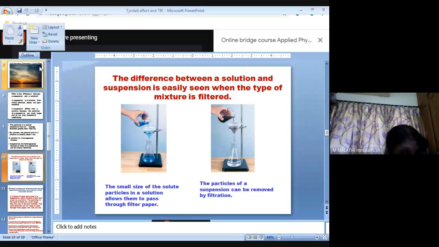But in the second case, the suspension, because the particle size is very large, 1000 nanometer, this is 1 nanometer, here 1000 nanometer, so when a suspension is filtered through a filter paper, what happens? The particle size of the suspension is so large, it is retained by the filter paper, and only the solvent is coming to the beaker. This experiment proves that in a suspension the particle size is very large. In a solution, the particle size is very small.